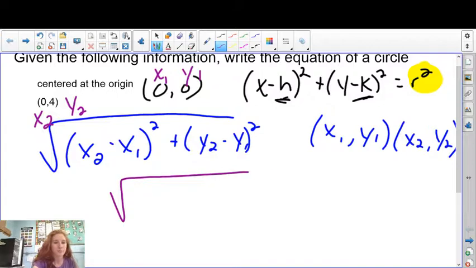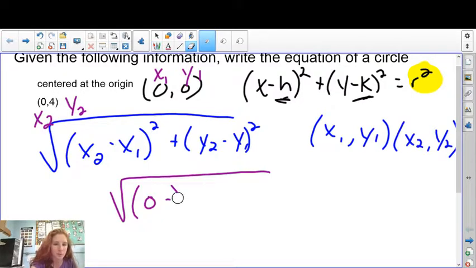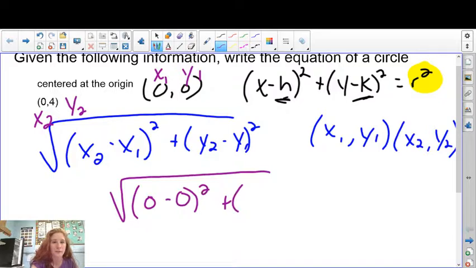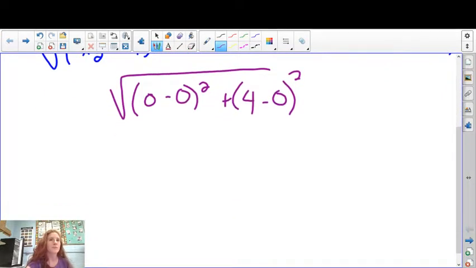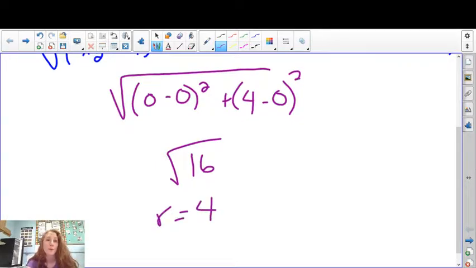So my second x value, which is 0, minus my first x value, which is 0, squared, plus my second y value, which is 4, minus my first y value, which is 0, squared. 0 minus 0 is 0, 0 squared is 0, so there's nothing. 4 minus 0 is 4, 4 squared is 16, so I have the square root of 16, which is 4. So my radius value is 4.